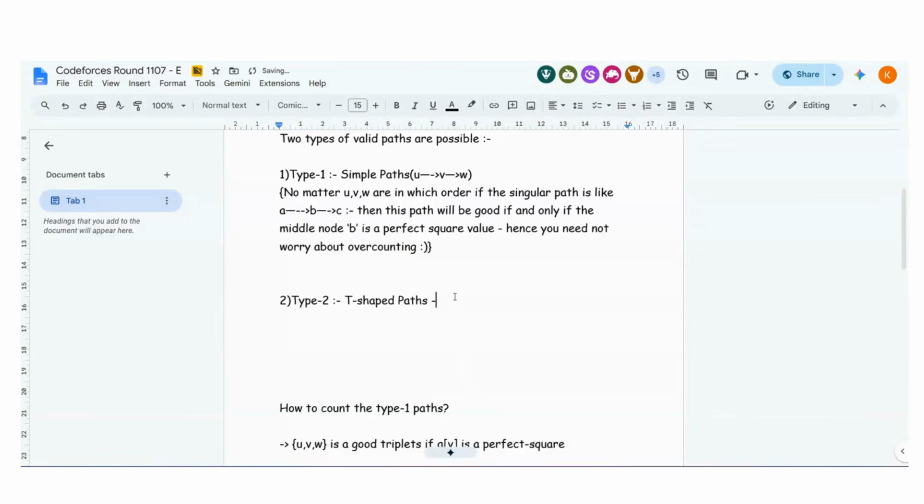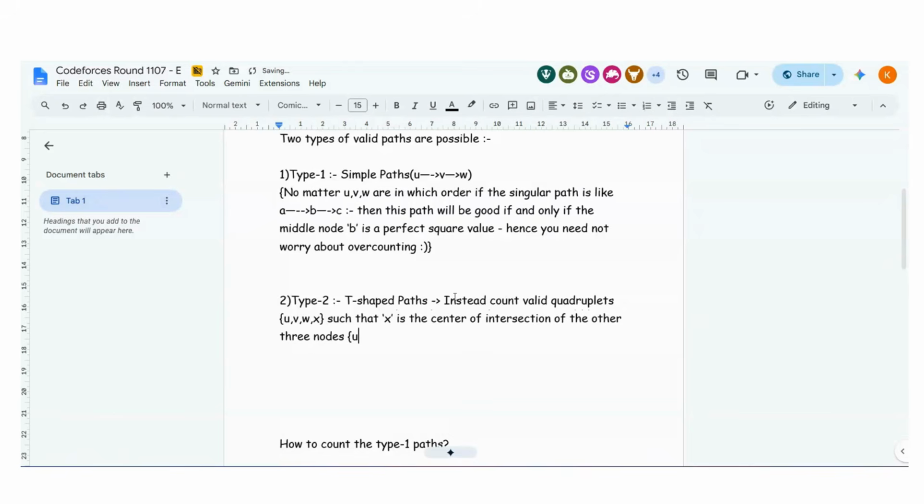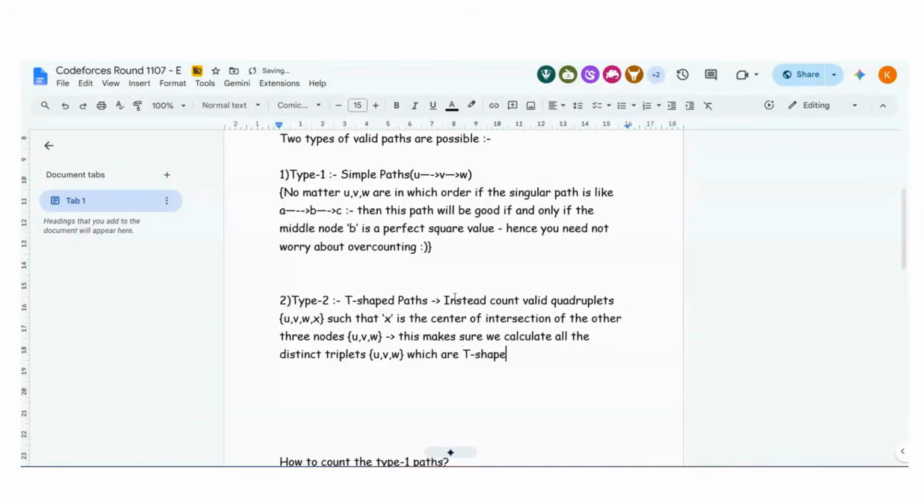So guys, the trick is instead count valid quadruplets UVWX such that X is the center of intersection of the other three nodes U, V, W. This makes sure we calculate all the distinct triplets U, V, W. This will also make sure that we calculate only the distinct UVW. फिर से repeat नहीं होगा for a particular X. Okay? कभी भी UVW distinct triplets which are T-shaped, कभी भी repeat नहीं होगा.